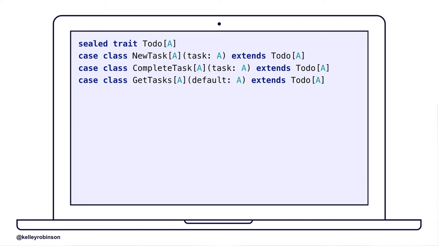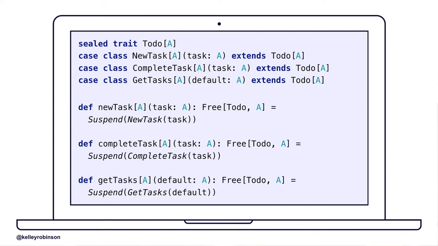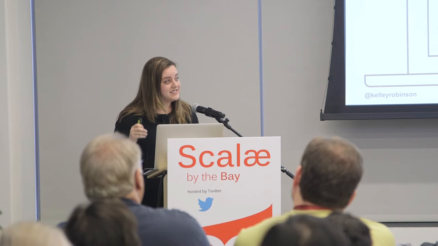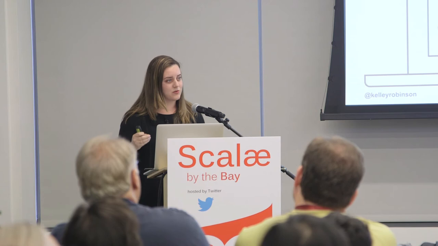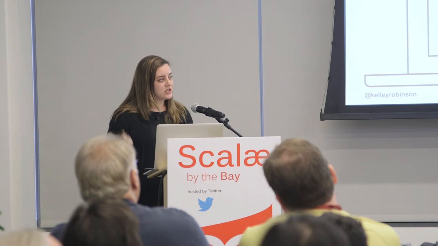But these are just talking about some actions. These aren't actually doing anything. They're just representing some data. And then we'll add some methods that will lift those representations into our free monad, that will suspend them into that context so that we can do the interpretation at a later point in time. And the reason this is free is, again, because we haven't done anything yet. We're just kind of talking about what we want to do. We're representing the data in this very explicit way so that we can interpret it at a later point in time. So when we chain these together, it's going to end up looking something like this.